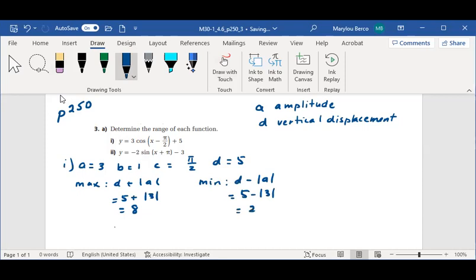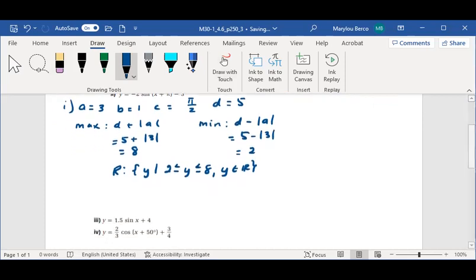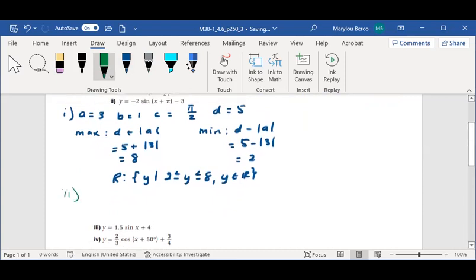So the range of the function is y such that 2 is less than or equal to y is less than or equal to 8. Y is an element of all real numbers. 2. Well, let's move that up a little bit.